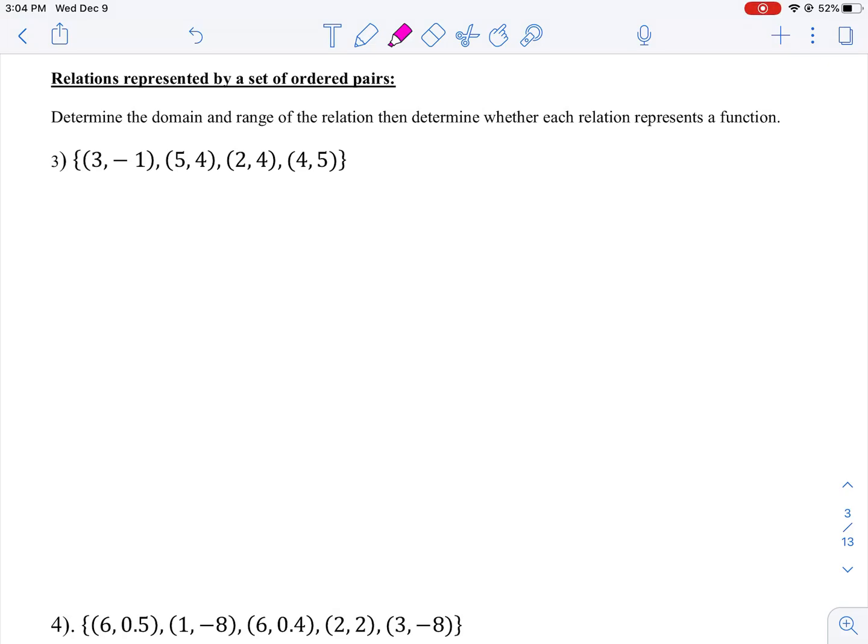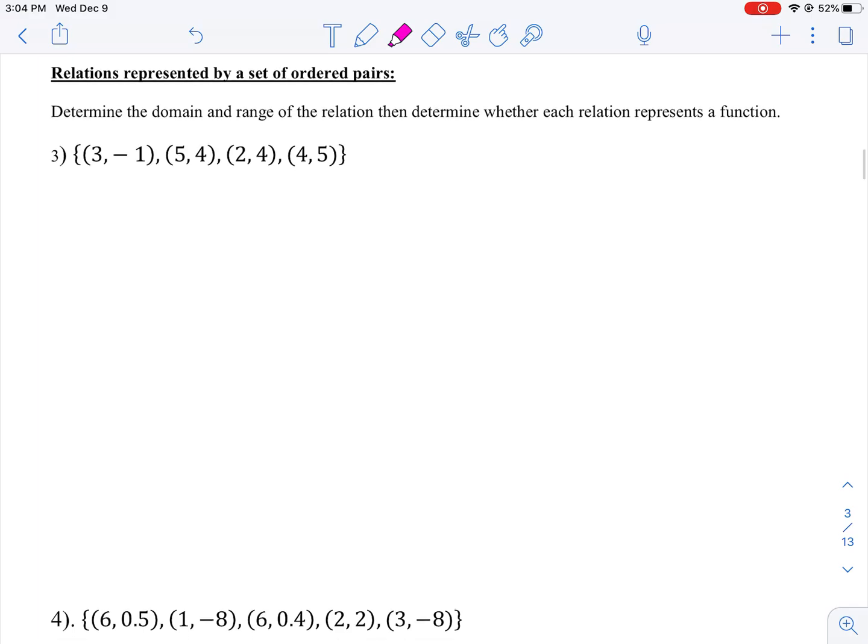Hello class, in this video I'll be showing you how to determine if a relation is a function when the relation is represented by a set of ordered pairs. Well, let's begin. So the instructions state, determine the domain and range of the relation, then determine whether each relation represents a function.